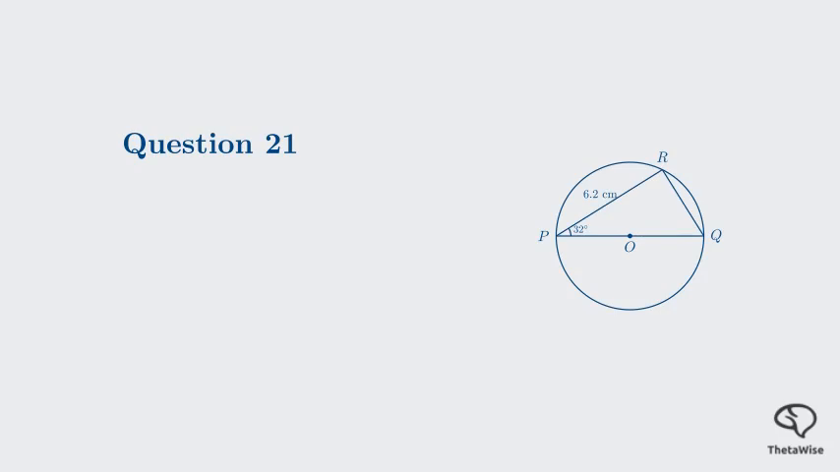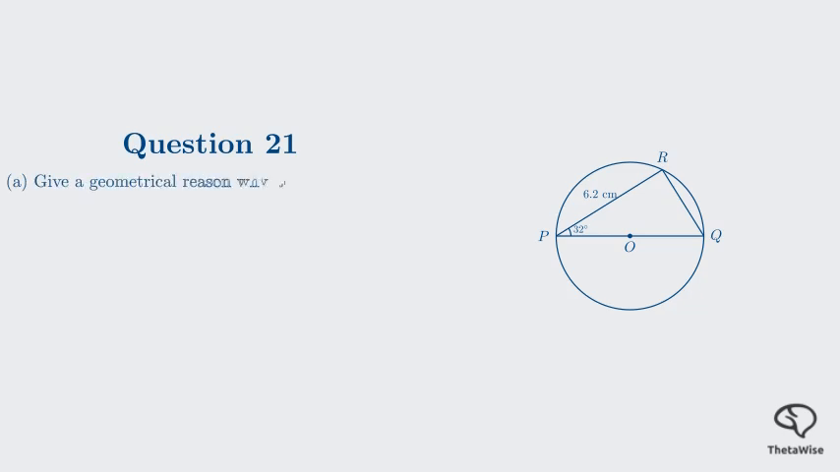Question 21 tests your understanding of circle theorems and trigonometry. We have a circle with diameter PQ and point R on the circumference. The angle at P is 32 degrees and the chord PR is 6.2 centimeters. Part A asks for a geometrical reason why angle PRQ is 90 degrees. Part B asks us to calculate the length of PQ.